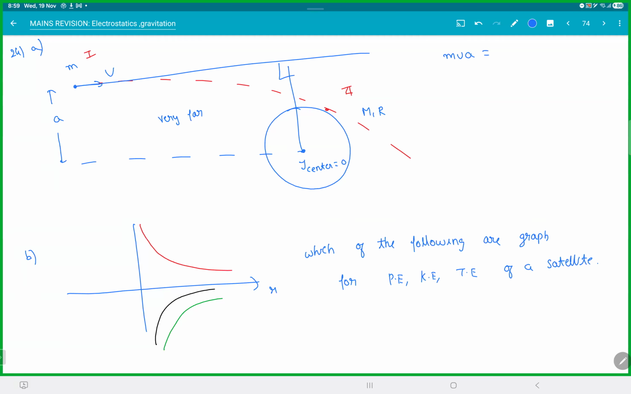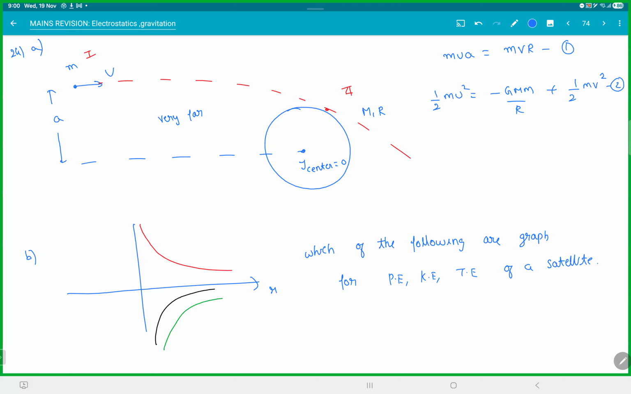So MUA. Remember, angular momentum is MU, perpendicular distance. So it really doesn't matter how far the comet is. What matters is only the perpendicular distance. MUA is equal to MVR. This is equation 1. Energy conservation: potential energy is 0, kinetic energy half mv square, equals minus GMm by r potential energy plus half mv square. Two equations, two unknowns, solved. You'll get the answer. What was the answer to B?